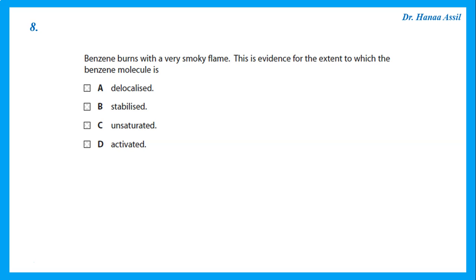Benzene burns with a very smoky flame. This is evidence for the extent to which the benzene molecule is unsaturated. Well, let's talk about burning of benzene. When benzene burns in oxygen, it could give carbon dioxide and water, like normal combustion. It could give carbon monoxide and water if there is not enough oxygen in incomplete combustion.